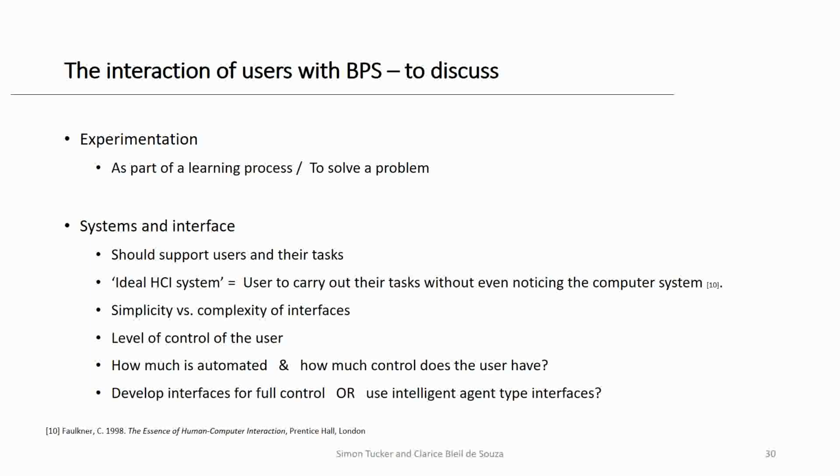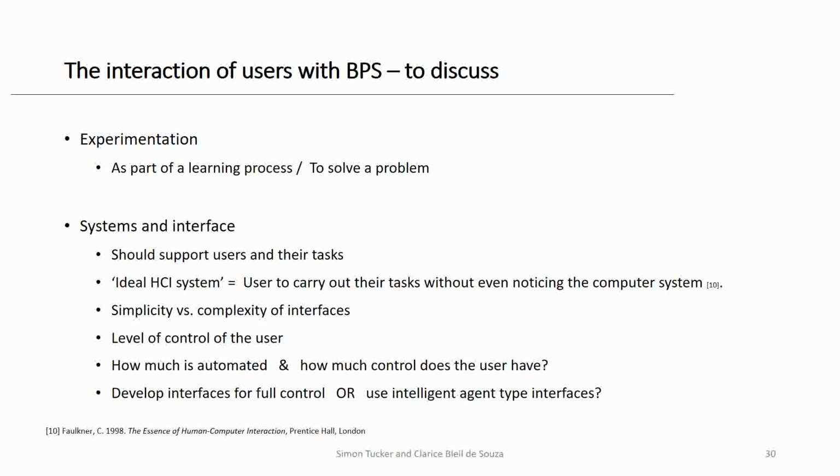There are issues to do with systems interface, for example, simplicity of the interface versus complexity of the interface. There are advantages and disadvantages to both of those. And the question is, what is appropriate for the particular user and particular task? How much control does the user have? How much is the user given or able to take? It's another key issue. How much of that interface is automated? How much of the process is automated?